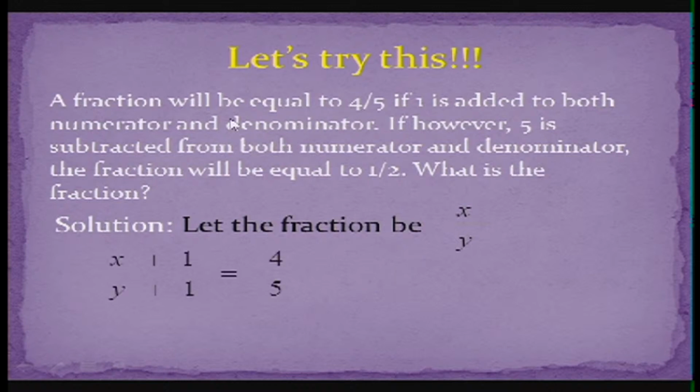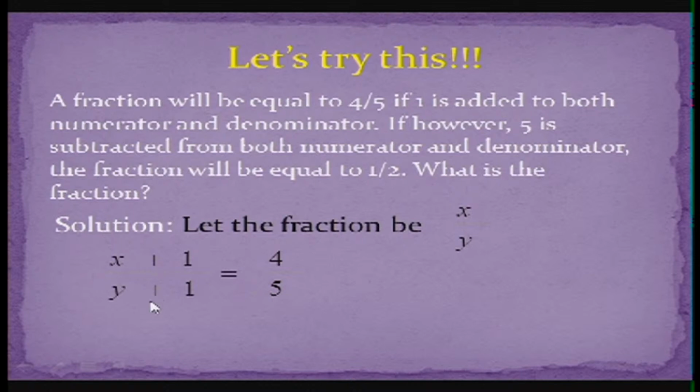What is given to us? The fraction will be equal to 4 by 5 if 1 is added to both numerator and denominator. So, what am I trying to do? I am trying to add 1 to both numerator and denominator, then the fraction becomes equal to 4 by 5.